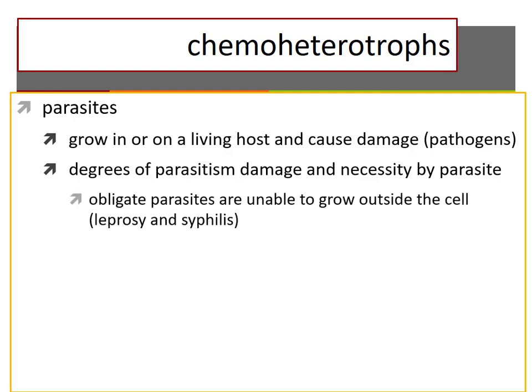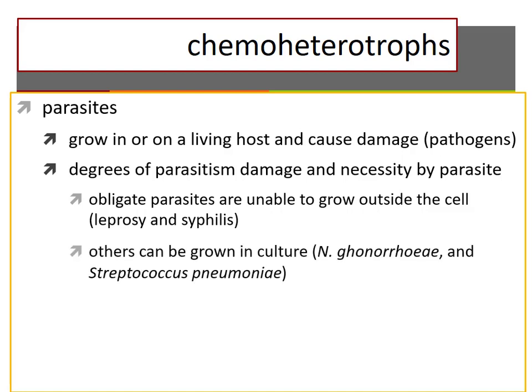So there are some obligate parasites that are unable to grow outside the cell, things like leprosy and syphilis. So our Nocardia species and Treponema pallidum. Others we can grow in culture, like Neisseria gonorrhea and Streptococcus pneumoniae, although both of these organisms are something that we call fastidious.